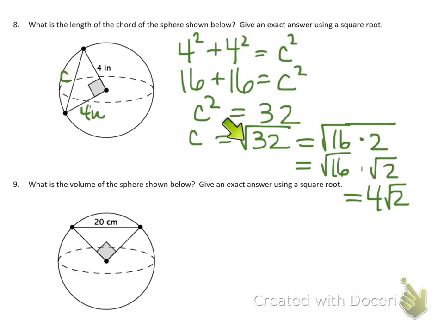Going back to the lesson of simplifying square roots, 32 has a perfect square factor. It's 16 times 2. So the square root of 16 times 2 is the same as the square root of 16 times the square root of 2. The square root of 16 is 4, and so this is 4 times the square root of 2. If you don't remember simplifying square roots, you could go back and look at that lesson.